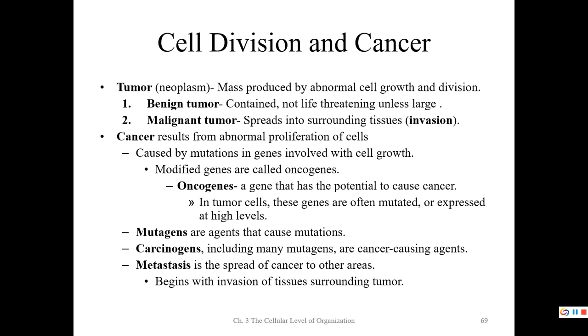Cancer is the result of abnormal proliferation. There are mutations in the genes that regulate growth. These modified genes, we call them oncogenes. An oncogene is any gene that has the potential to cause cancer. In tumor cells, they're mutated or turned on too high. How that can happen is through mutagens. They can be any agent that causes mutation. And there are carcinogens. Those are mutagens that are cancer-causing agents, things like benzene, asbestos, and that kind of stuff. Metastasis is when we spread to other areas. We invade the tissue and it spreads.